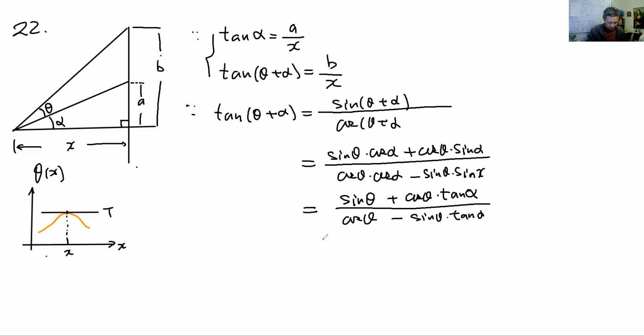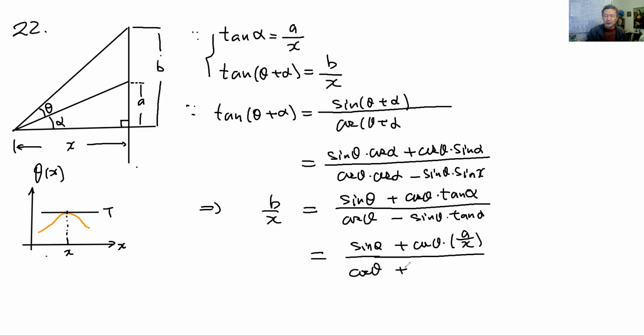How do we simplify further? Tan alpha is given, so that is a over x. Now we focus on this one. By the way, can you see we got an equation? This side is equal to b over x, and that equals sine theta plus cosine theta times a over x, over cosine theta minus sine theta times a over x. That's a possibility.